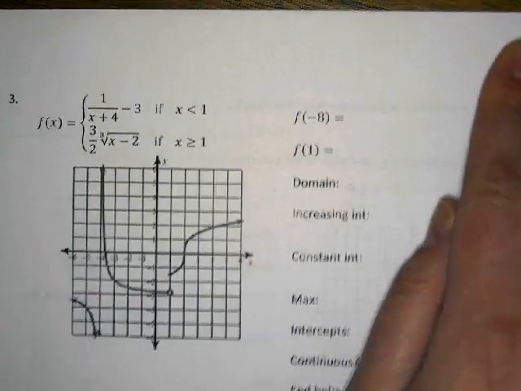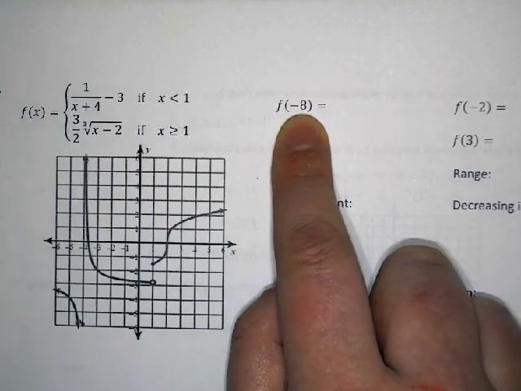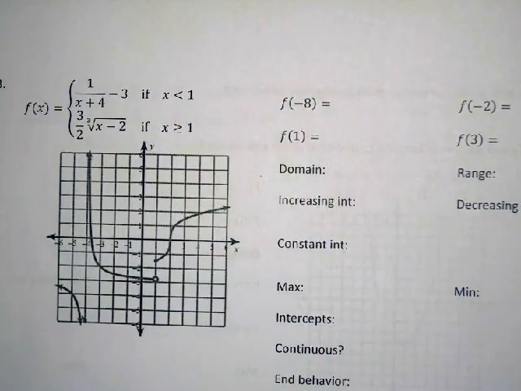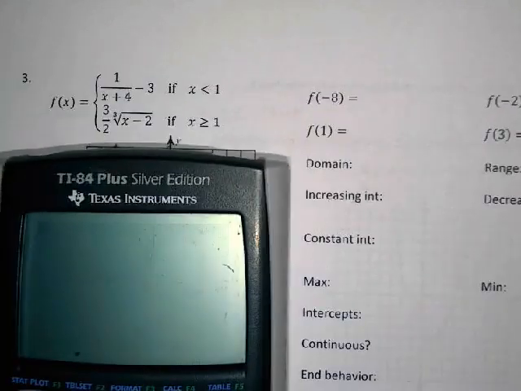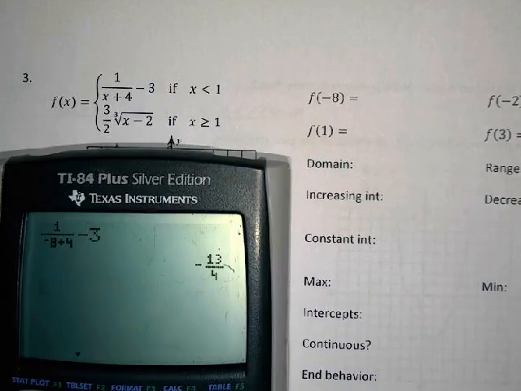We'll just start at the beginning. First thing we want to do is figure out what piece to plug -8 into. First one, okay. I've got to get a fraction on my screen. Alpha y equals, okay. So I've got 1 over -8 plus 4 with a -3 on the end. Okay, -13/4.